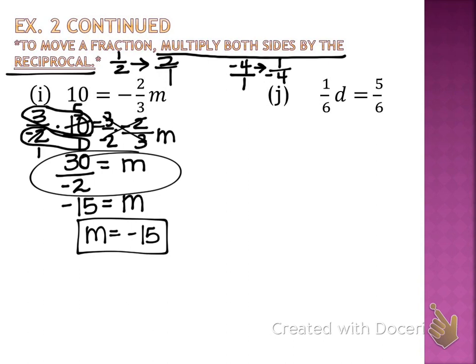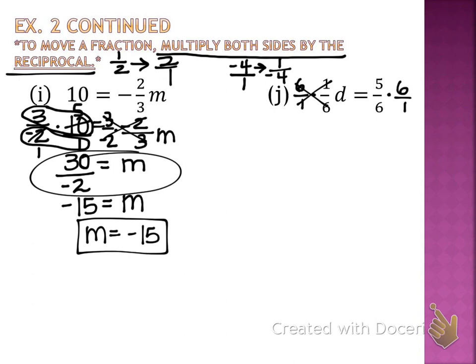What's keeping D from being by itself? What's the fraction? 1/6. Okay, 1/6. So if I'm going to move 1/6, how am I supposed to move the fraction? So I'm going to write the reciprocal, which is 6/1, and I'm going to do what with it on both sides? Good, I'm going to multiply it.